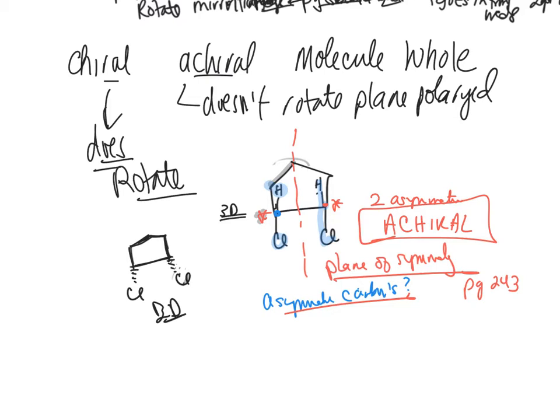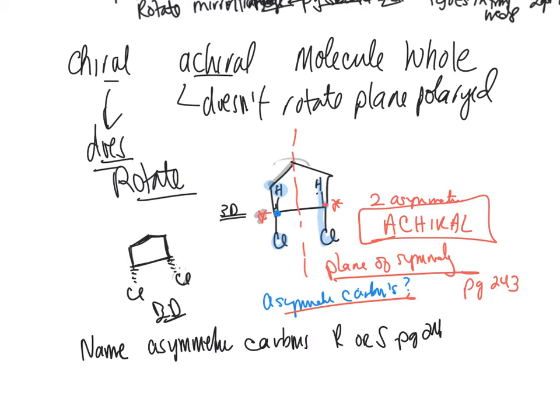The other thing I need to teach you is how to name these. We're going to name the asymmetric carbons in a molecule, and we name them as R or S. And this is page 244. This is called configuration. If you assign configuration, then you have to assign R and S.